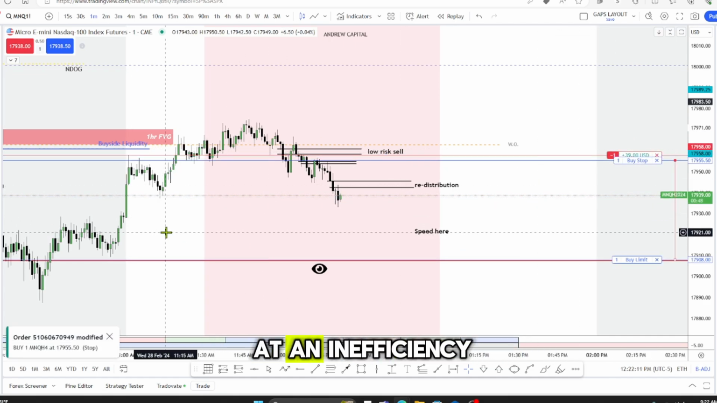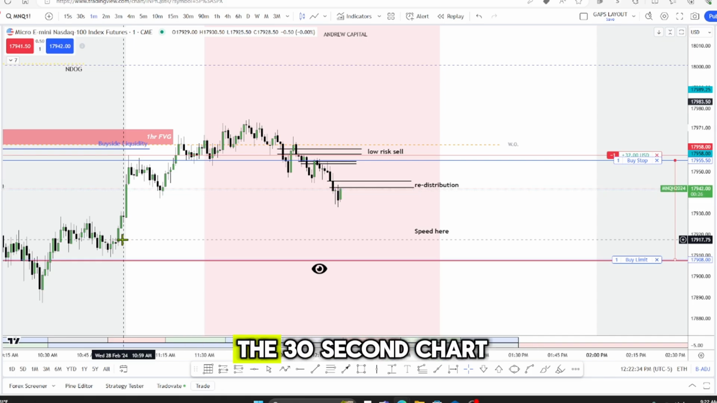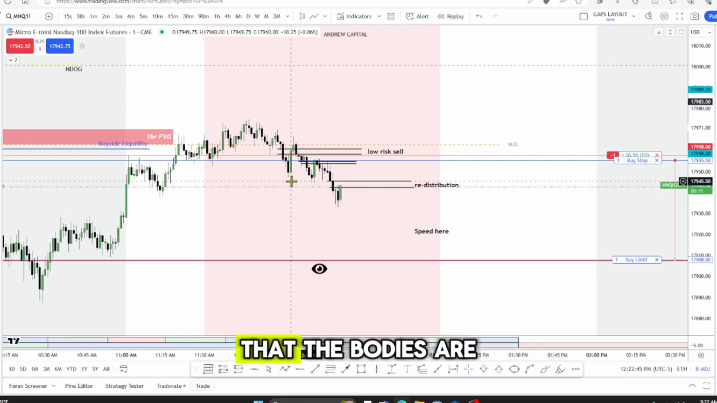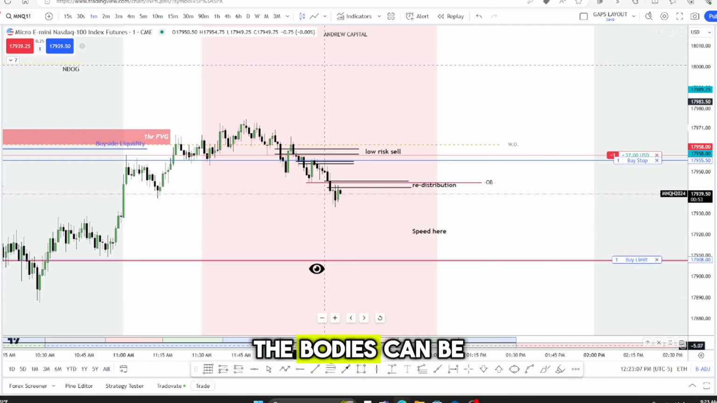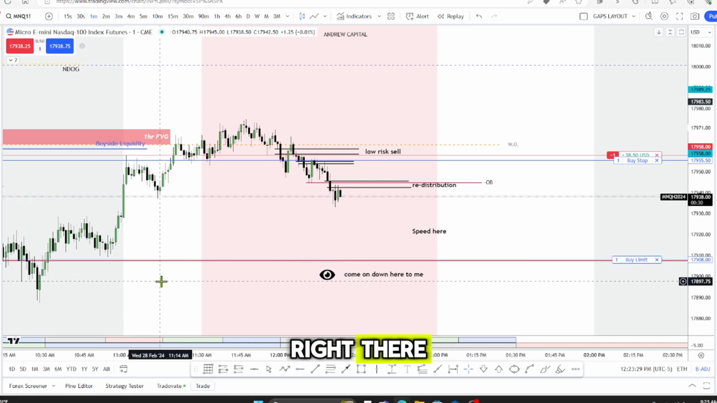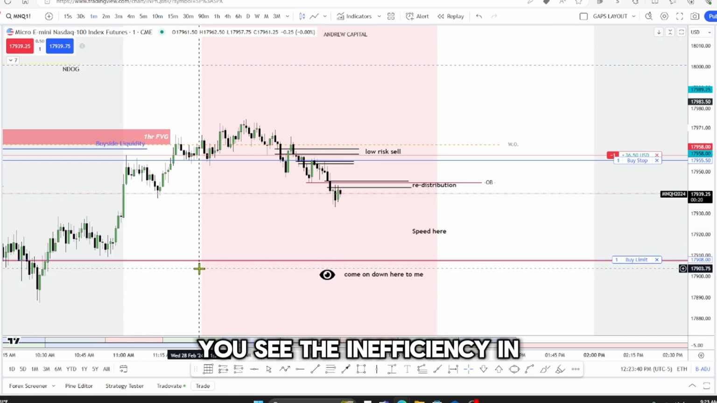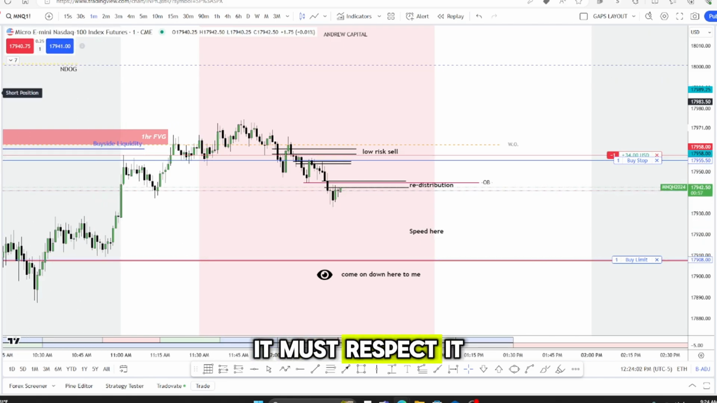If you're ever looking at an inefficiency, this is also for your notes. Since I framed this inversion fair value gap on the 30-second chart, I would demand that the bodies are respecting it on the time frame I observe it in. On a lower time frame, the bodies can be outside of that. Okay, real big, huge milestone right there. Whatever time frame you see the inefficiency in, to have faith in it, to trust it, and to use it for your setup, it must respect it by its bodies.